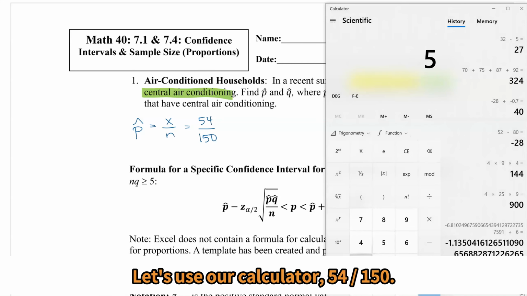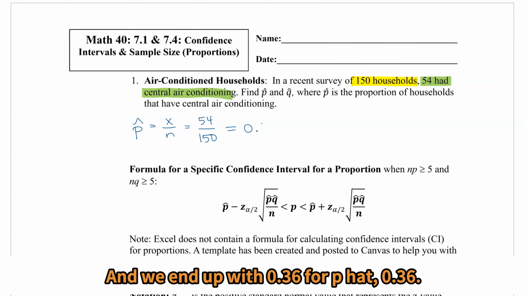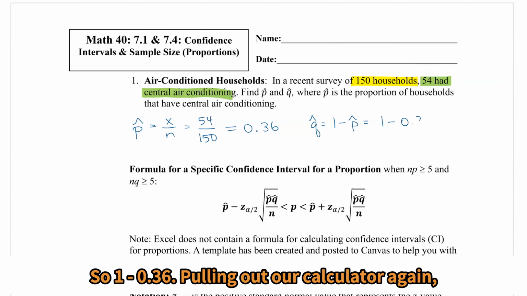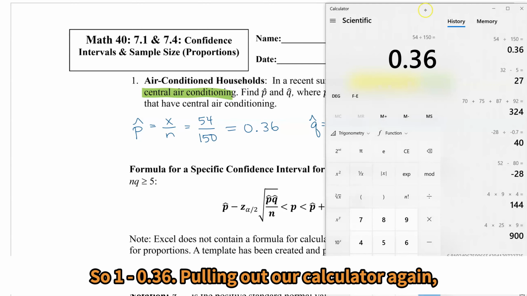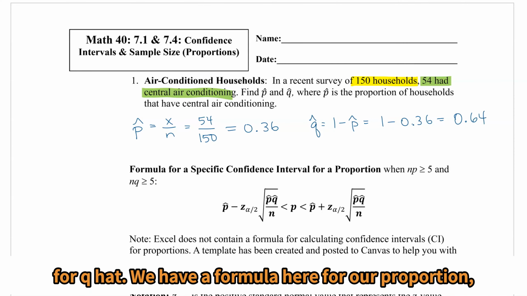Let's use our calculator. 54 divided by 150, and we end up with 0.36 for P hat. Q hat is 1 minus P hat, so 1 minus 0.36. Pulling up our calculator again, 1 minus 0.36 gives us 0.64 for Q hat.